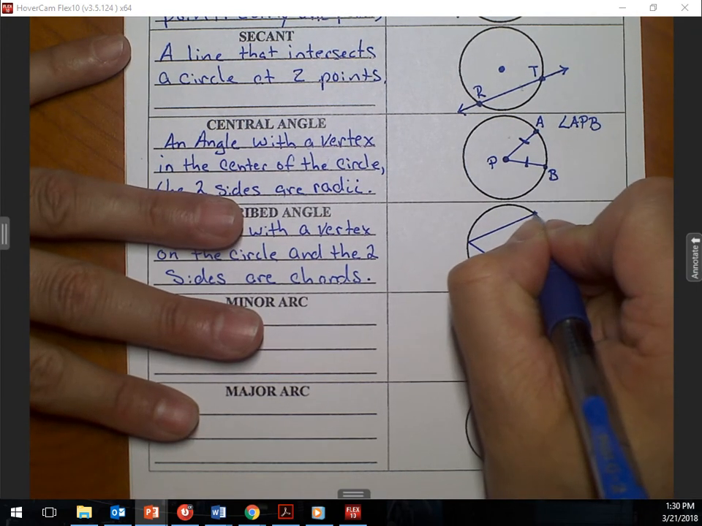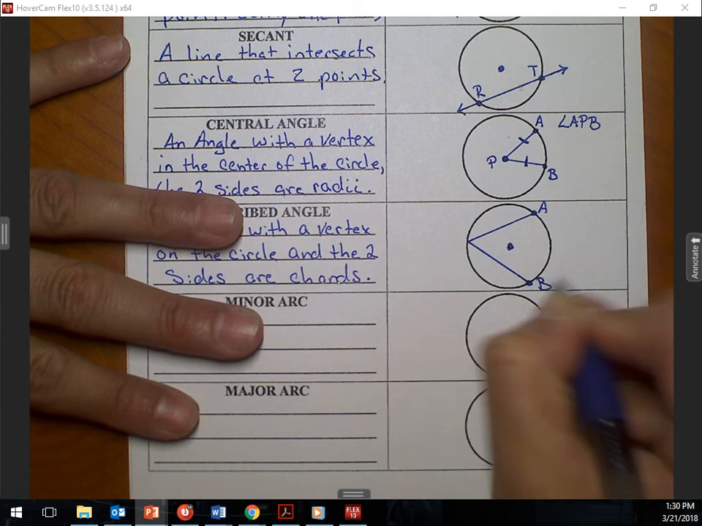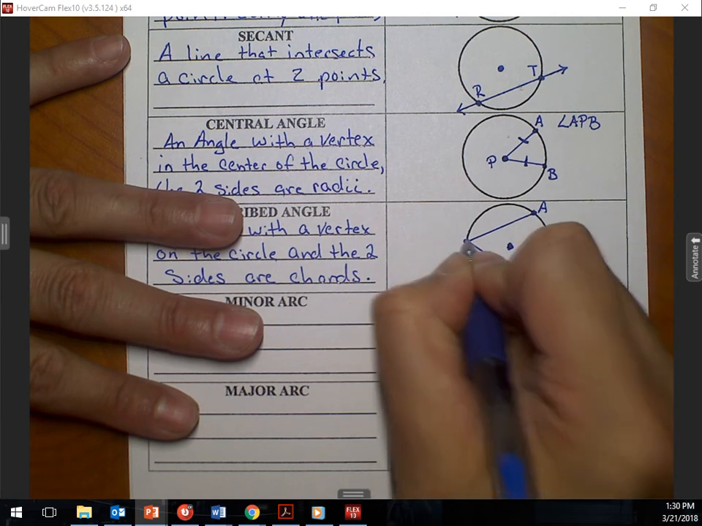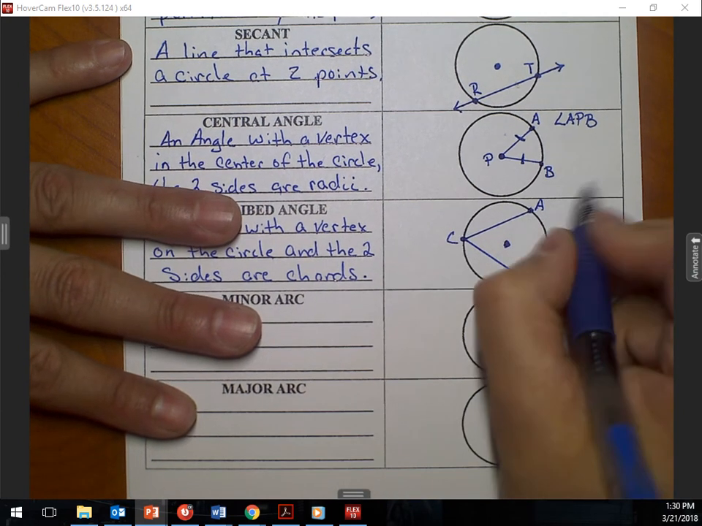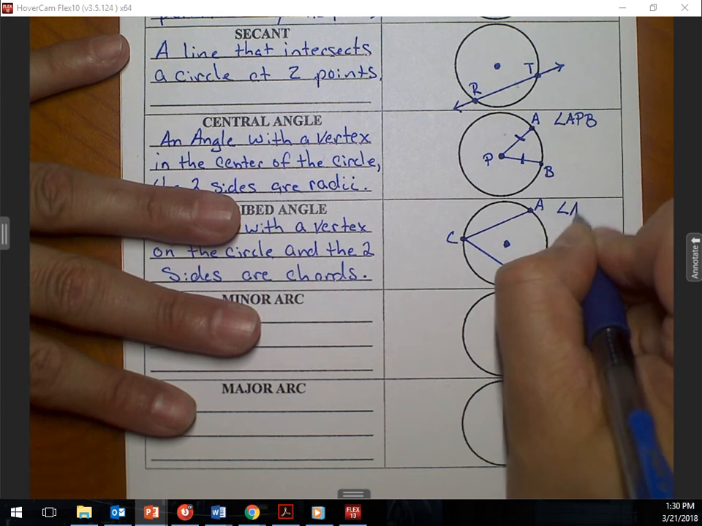Call this endpoint right here A, this endpoint right here B, this endpoint over here is going to be C. So my angle will be angle ACB.